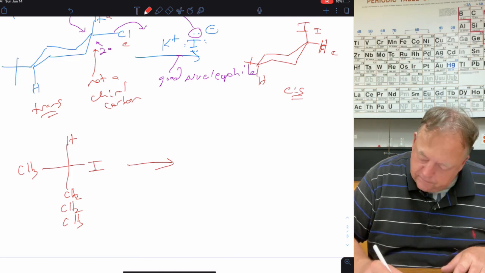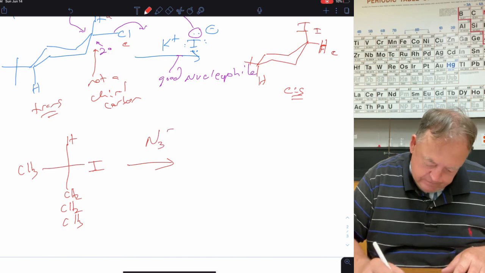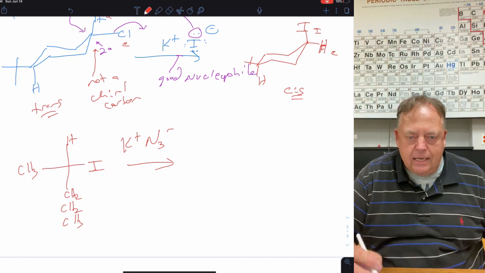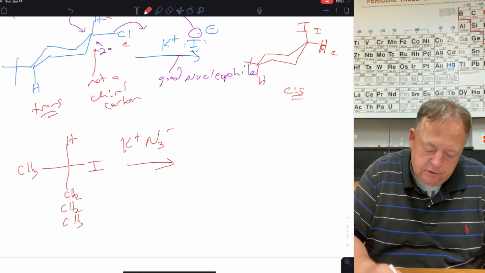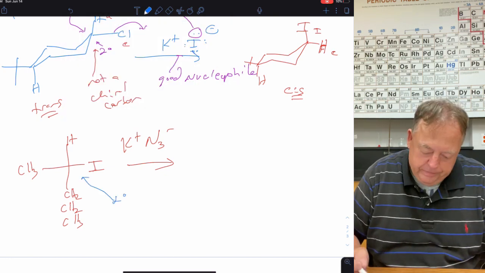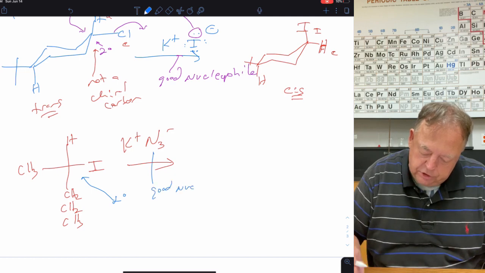And let's say your nucleophile was azide, so maybe something like potassium azide. Doesn't really matter what the cation is. So again, convince yourself that this is the characteristics for an SN2. Classify the alkyl halide, so that is secondary, right? And that's a good nucleophile. So this should do an SN2.